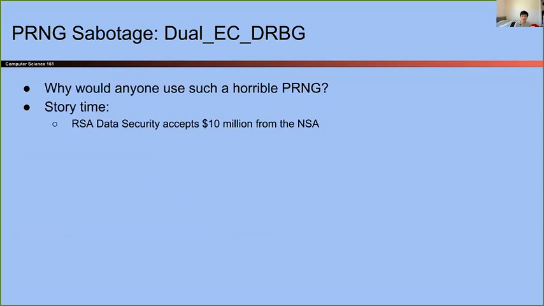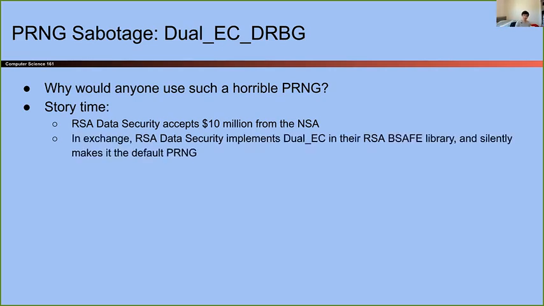So, story time. RSA, which is the same RSA as in the algorithm, but now it's a company, RSA Data Security, accepts $10 million, we'll call it a donation, from the NSA. In exchange, RSA Data Security decides to implement Dual EC DRBG in their cryptographic library, and then they decide to make it the default PRNG. So there's money changing hands, and that probably means that something is amiss.